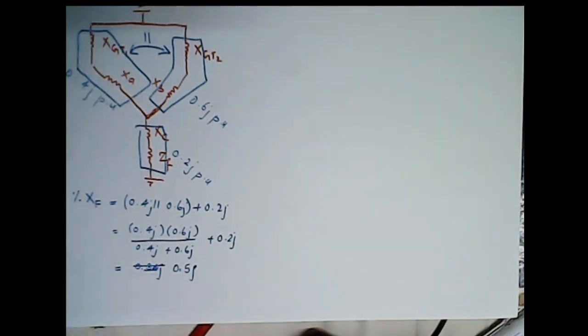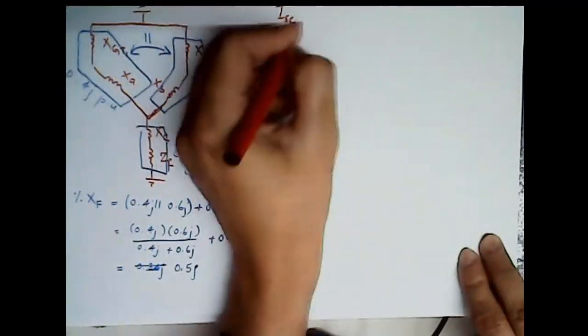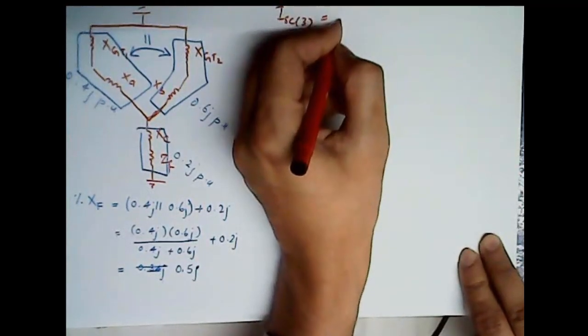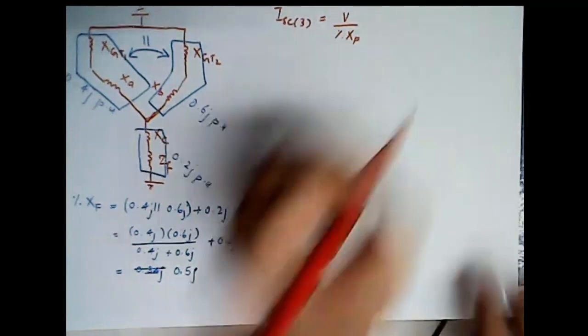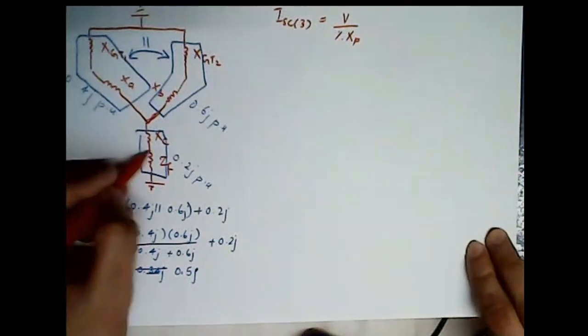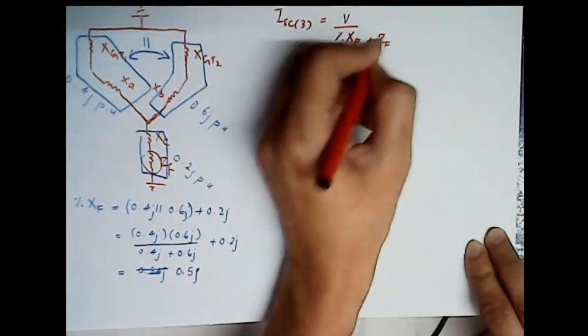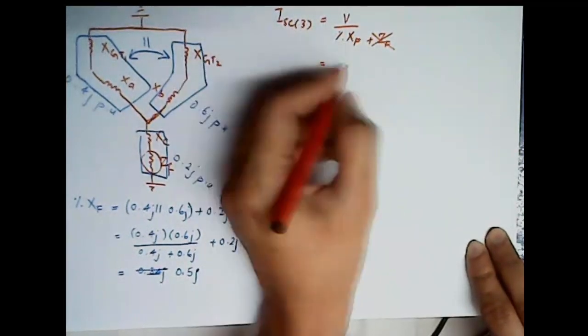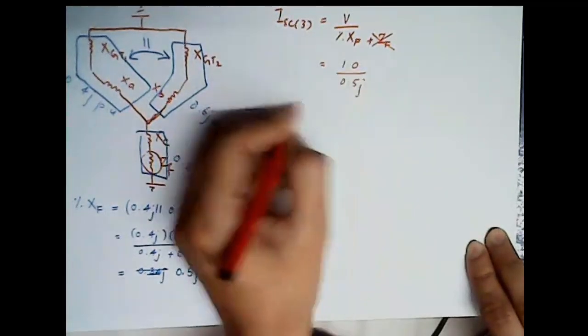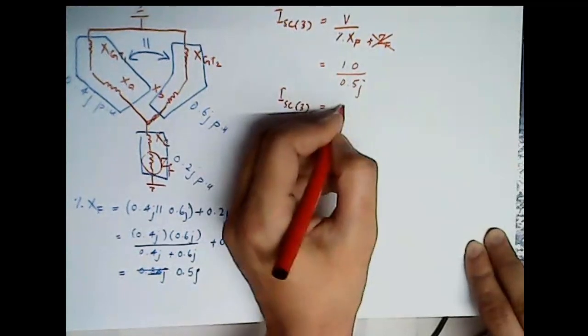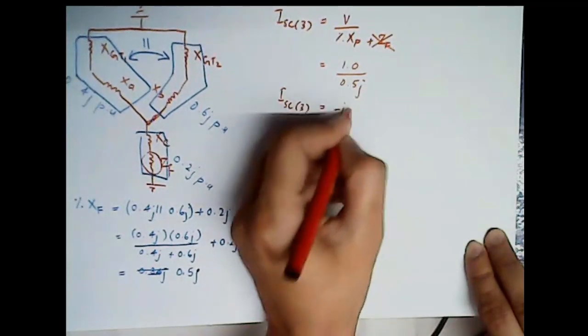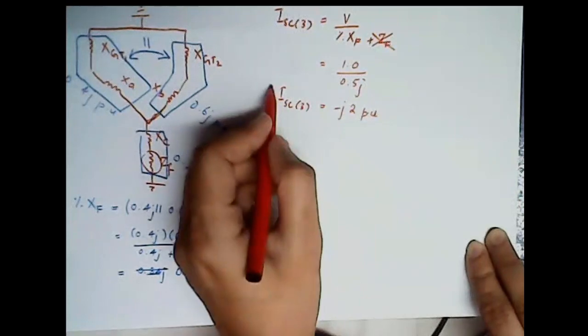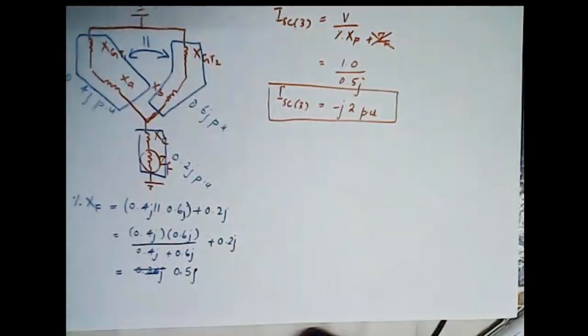reactance also there, right? So now the formula will be ISC in case of fault at bus 3 equals V divided by percentage of XF. Yeah. If I had not included this ZF, then it would be plus ZF, but here I have already included this ZF, so it's already a part of this XF. So it would be 1.0 divided by 0.5J. So ISC3 is equals to what? Minus J2 per unit. Now what does this minus J2 sign indicate? It indicates the inductive current, because we know that the current in an inductor lags the voltage. So we have found out the value of current.